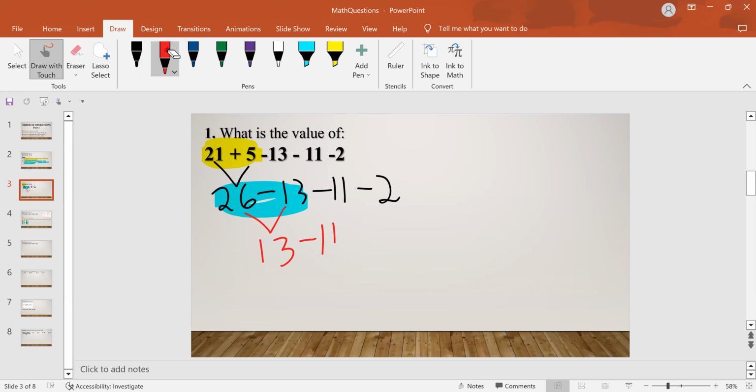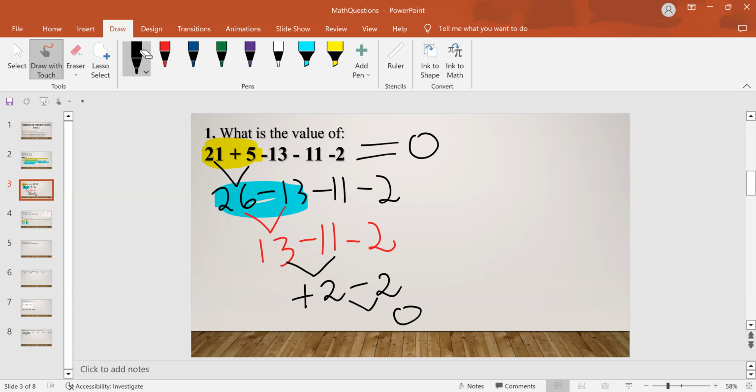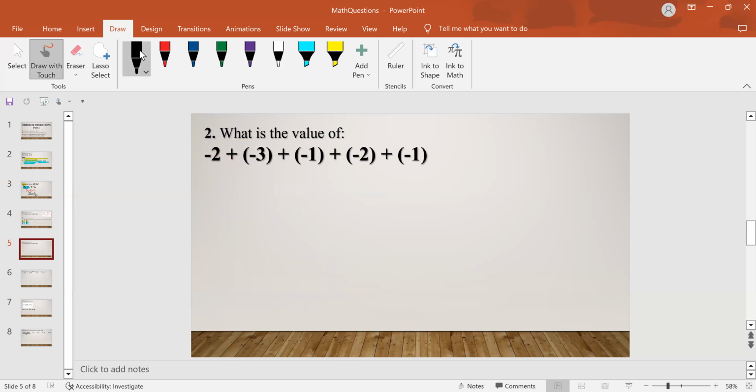Now, minus 11 minus 2. Okay, we take these two. 13 minus 11 is positive 2. And now, minus 2. So positive 2 is the same as 2. So 2 minus 2 is what? 0. Therefore, the answer to this question is 0. Okay, know that we can use different methods to solve this question. That's the amazing part of maths.